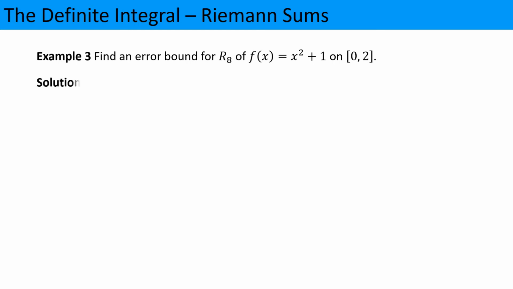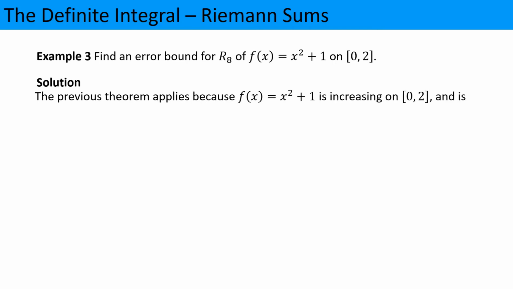Well, solution. The previous theorem applies here because f of x equals x squared plus 1 is increasing on our interval from 0 to 2 and is also positive. So the error-bound formula works here. That is the absolute value of f of b minus f of a times the quantity b minus a, all divided by n. Let's evaluate.